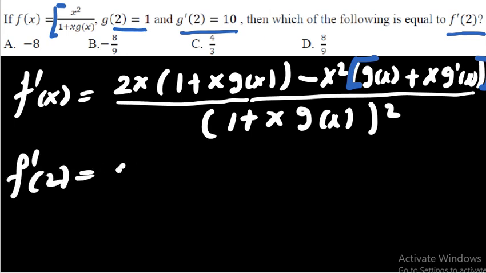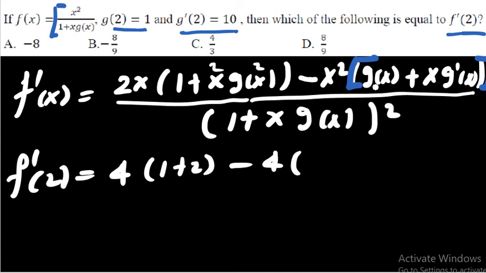2 times 2 will be 4. And here also 2, here also 2. But g of 2 is 1. So 1 times 2 will be just 2. In bracket, 1 plus 2, right? Minus, here also x squared, 2 squared will be 4. In bracket again, g of 2, it is 1 plus g derivative at 2, because we are going to insert in every place, g derivative at 2 will be 10, and 10 times 2 will be 20.